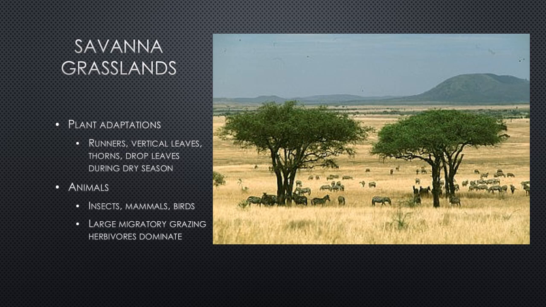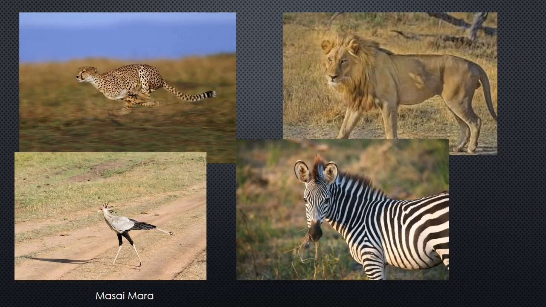So the animals that are present, of course, insects, mammals, and birds, and then the grazing animals are migratory, and that's usually what dominates these particular grasslands. Many of the rodents that are present often burrow, but because of their presence, there's also birds of prey that are present in the savanna grasslands as well. So here we go. These are some of the animals that we associate with the savanna grasslands.